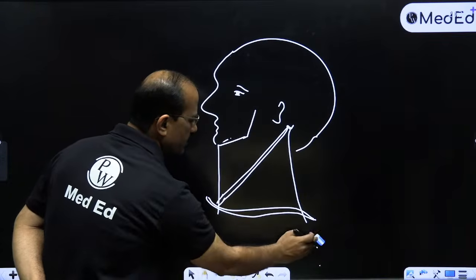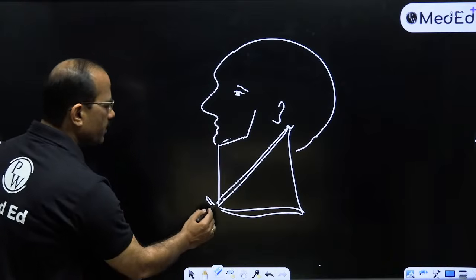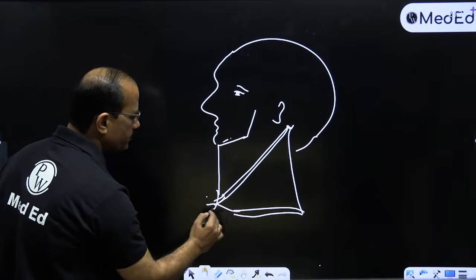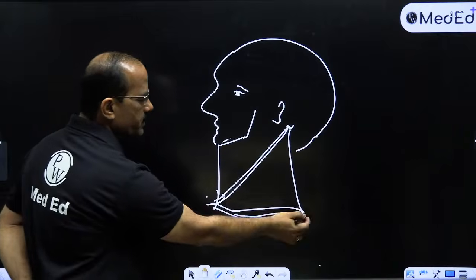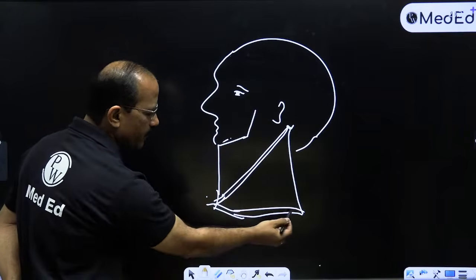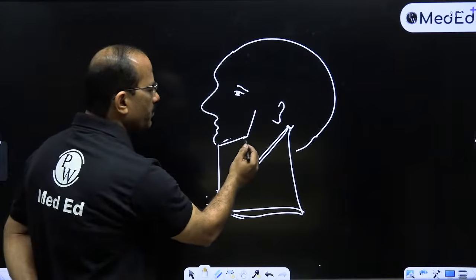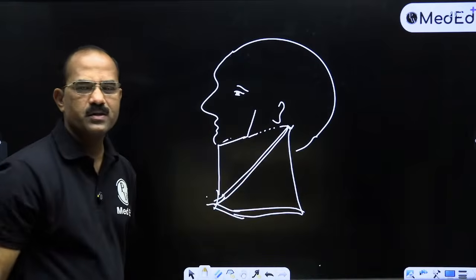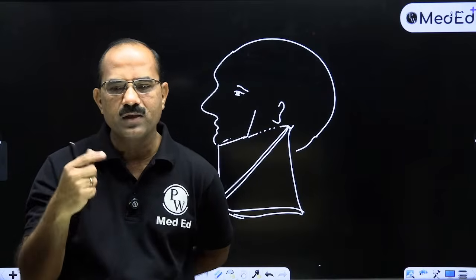Fine. So I'll just clear these unwanted things. Okay, fine. So this is the trapezius muscle. That's a sternocleidomastoid. That's a clavicle. This is the midline of the neck. That's the body of the mandible. And we draw an imaginary line from the angle to the mastoid process.